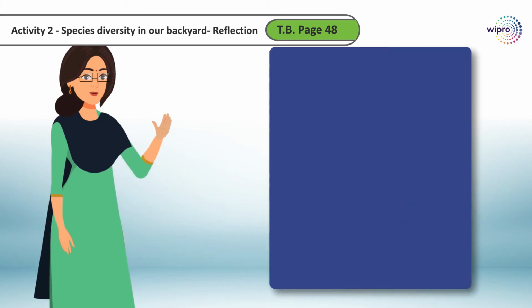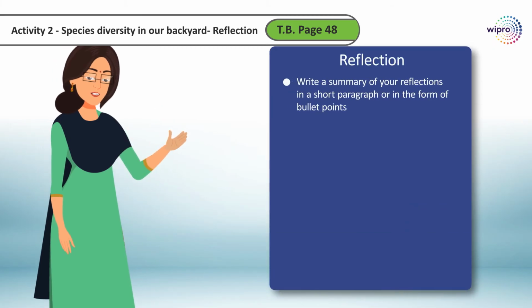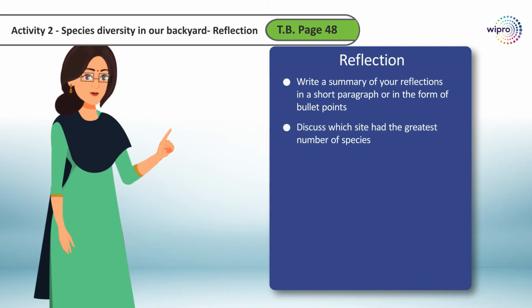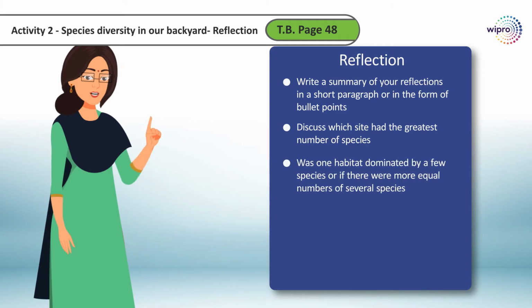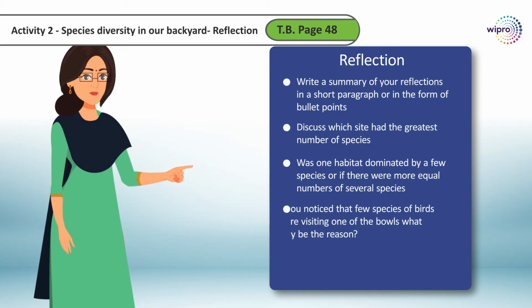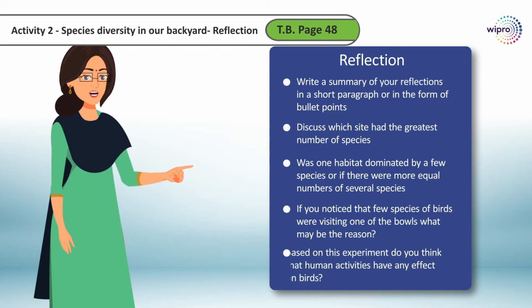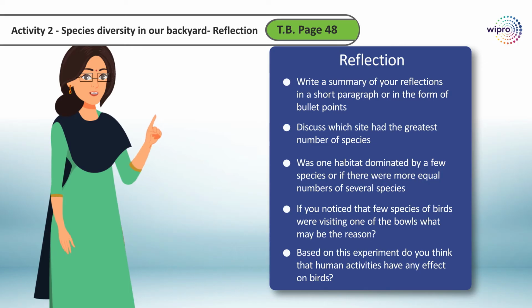Following this activity, students should write a summary of their reflections in a short paragraph or in the form of bullet points. Discuss which site had the greatest number of species. Was one habitat dominated by a few species, or were there more equal numbers of several species? If you notice that few species of birds were visiting one of the bowls, what may be the reason? Based on this experiment, do you think that human activities have any effect on birds?